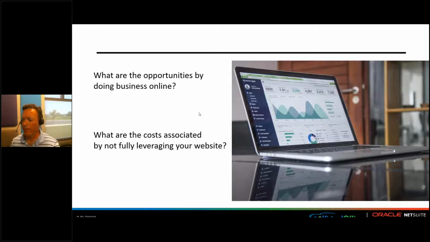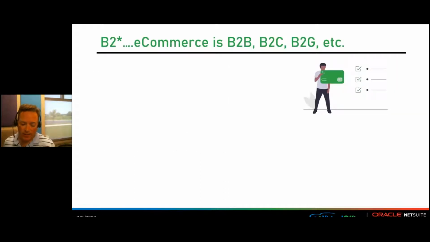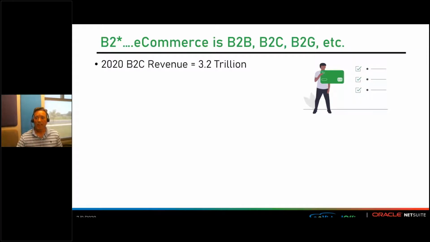Okay, so next, B to asterisk. I put this in because there's a lot of talk about whether it's B2B, B2C, or B2G, which is B to government. I mentioned this already, but it's a really big deal that it is changing, okay? And it means big money. And this is from Frost & Sullivan, the current numbers. They're estimating B2C revenue is $3.2 trillion alone.